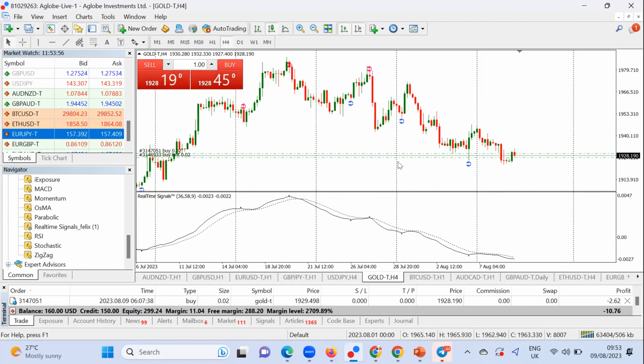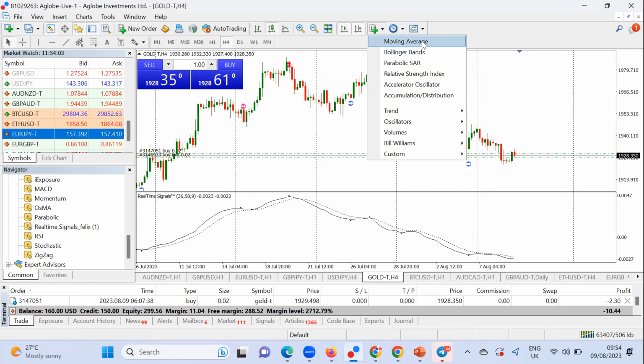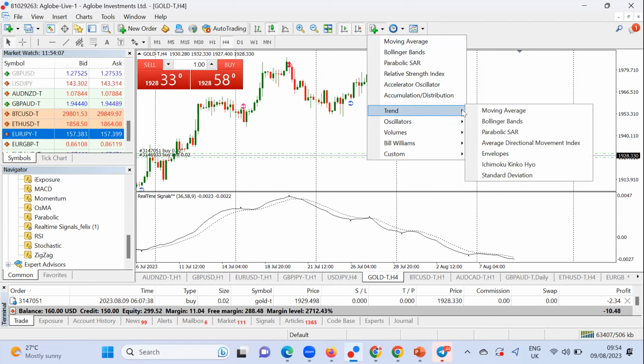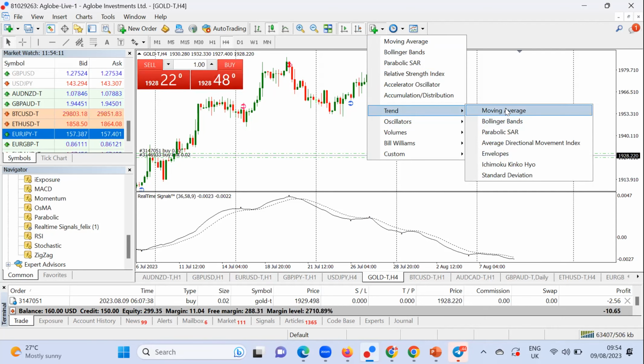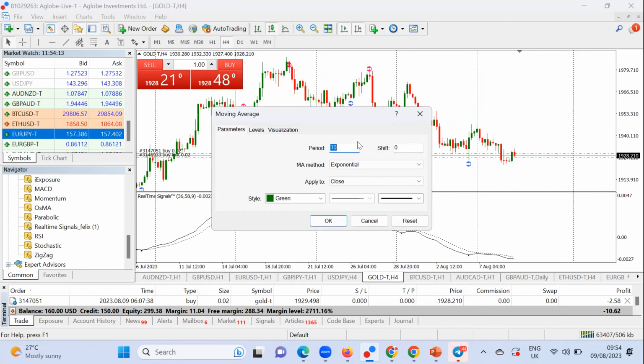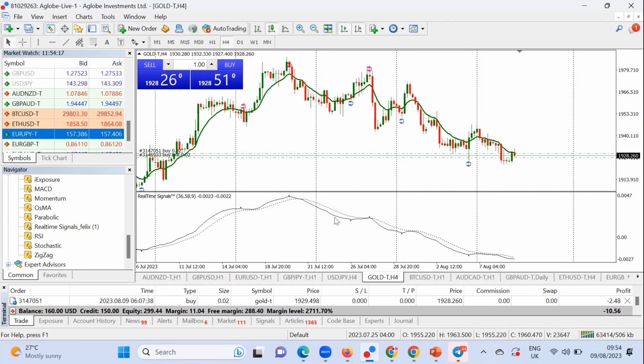Now, those of us who are using this indicator, apart from the oscillator, do something for me. You can go to your indicators and add a trend indicator. You may not have this, but if you go to trend, you're going to see moving average. You're going to add 2 indicators for me. Number 1, you're going to add moving average, right? And then you put this one at 10 and let it be green. That's number 1. Thank you.